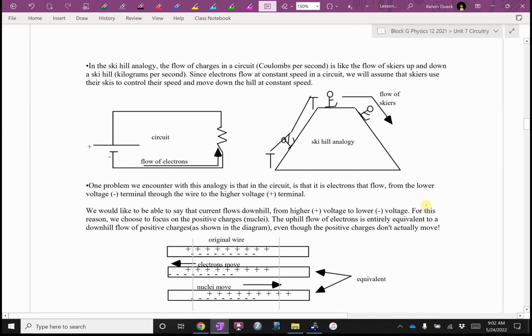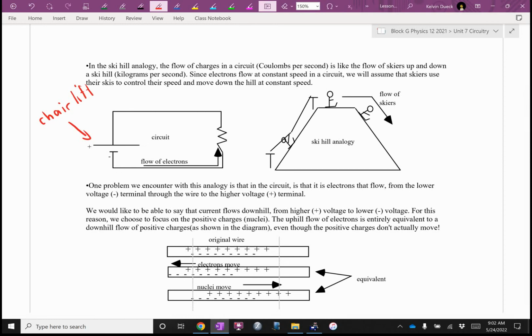Let's go back to my ski hill analogy. In my ski hill analogy, I already said that the chairlift was the same as the voltage increase. So I'm going to think of the battery as the equivalent of a chairlift. A battery gives charges more energy per coulomb. A chairlift gives humans more height per gravitational field.